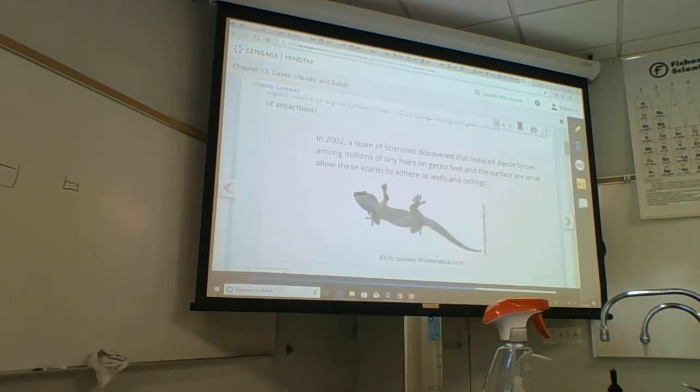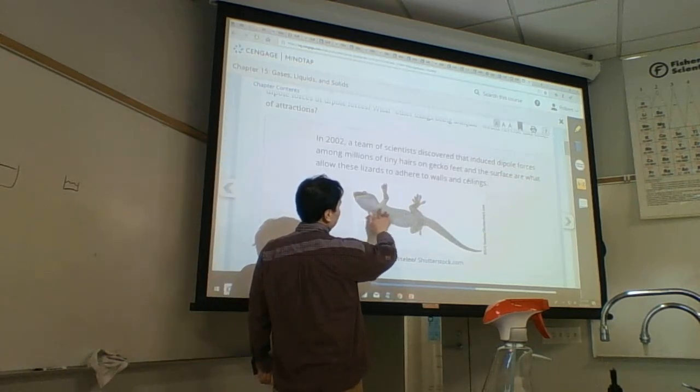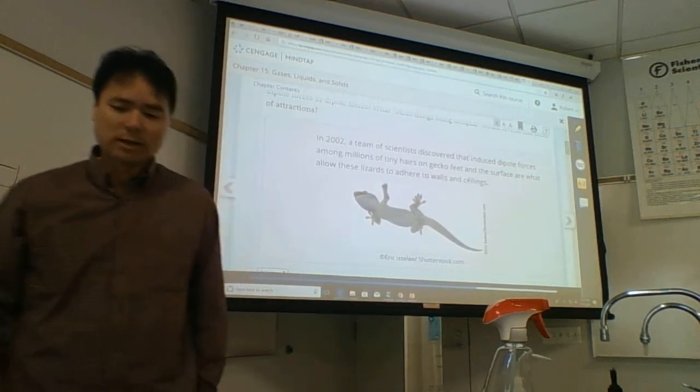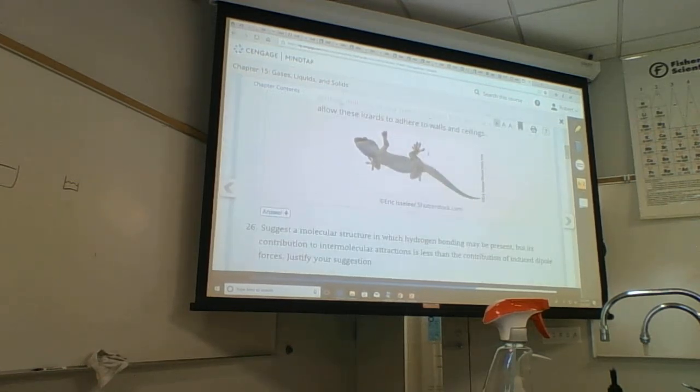In 2002, a team of scientists discovered that induced dipole forces among millions of tiny hairs on gecko feet and the surface are what allow these lizards to adhere to walls and ceilings. So a lizard can hang on to walls and ceilings because of induced dipole. So induced dipole forces can be strong, depending on how big that wave is.